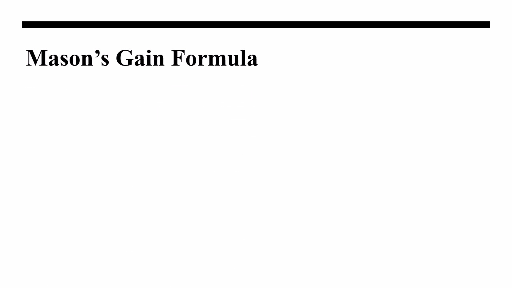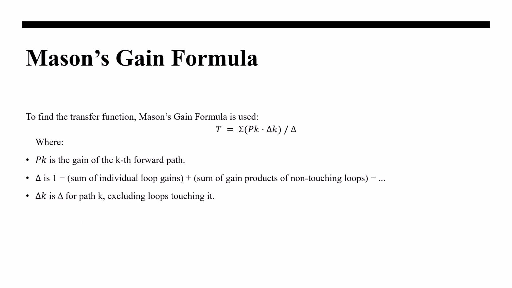So what does the Mason-Gain formula mean? The Mason-Gain formula is used to find the transfer function. Here, T means the total transfer function, which is equal to the summation of the total gains. Pk is related to the gains in every path, and delta k is related to the summation of the remaining terms apart from the gains, up to k paths.